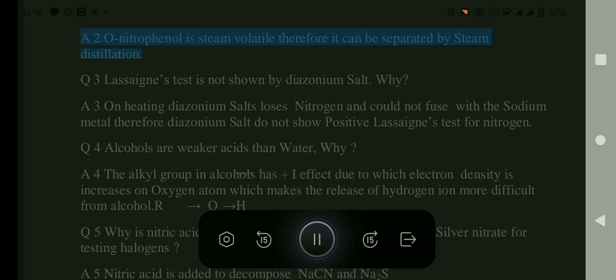A2: o-nitrophenol is steam volatile, therefore it can be separated by steam distillation. Q3: Lassaigne's test is not shown by diazonium salt. Why? A3: On heating, diazonium salts lose nitrogen and cannot fuse with the sodium metal, therefore diazonium salts do not show a positive Lassaigne's test for nitrogen.